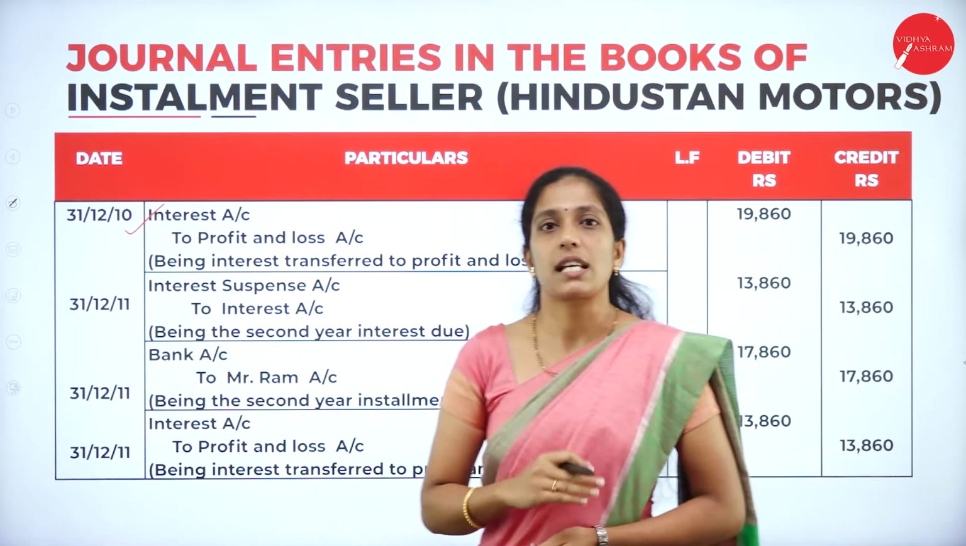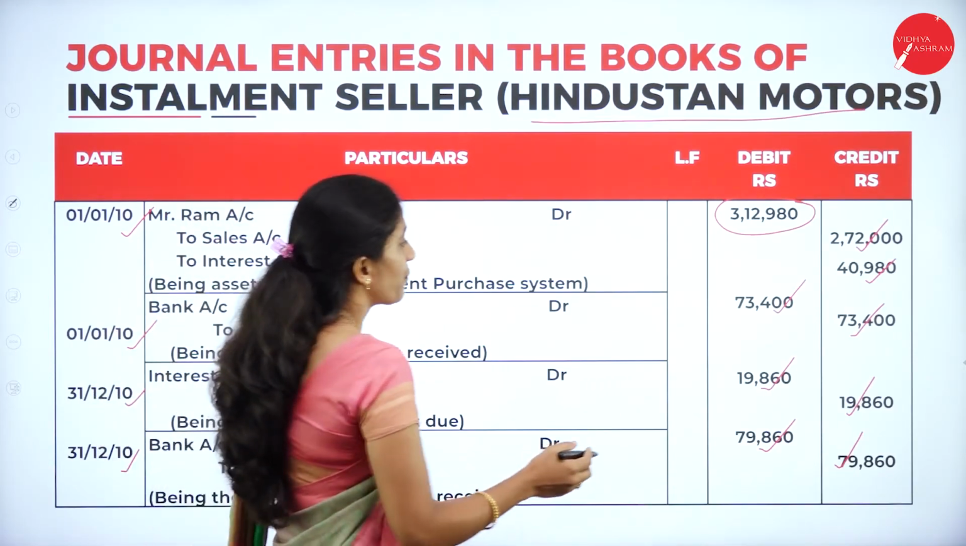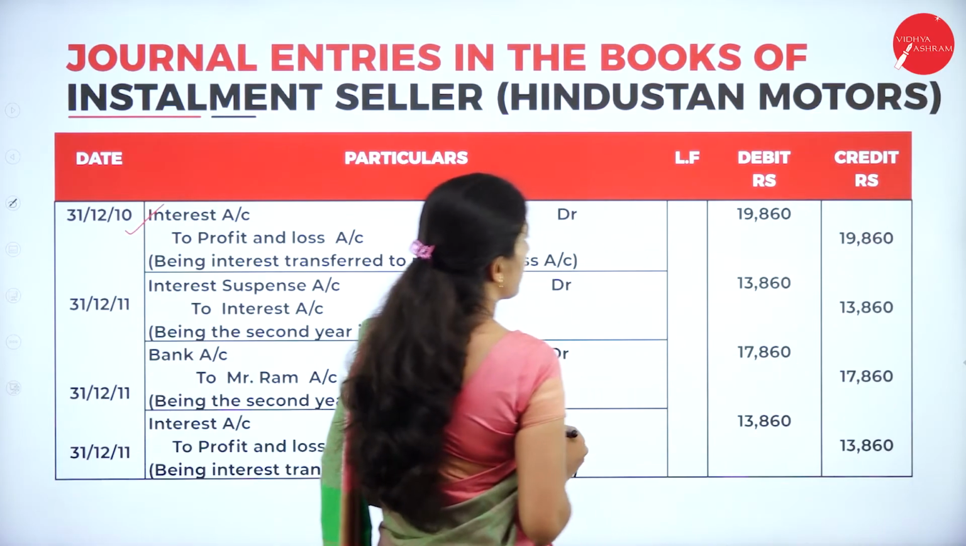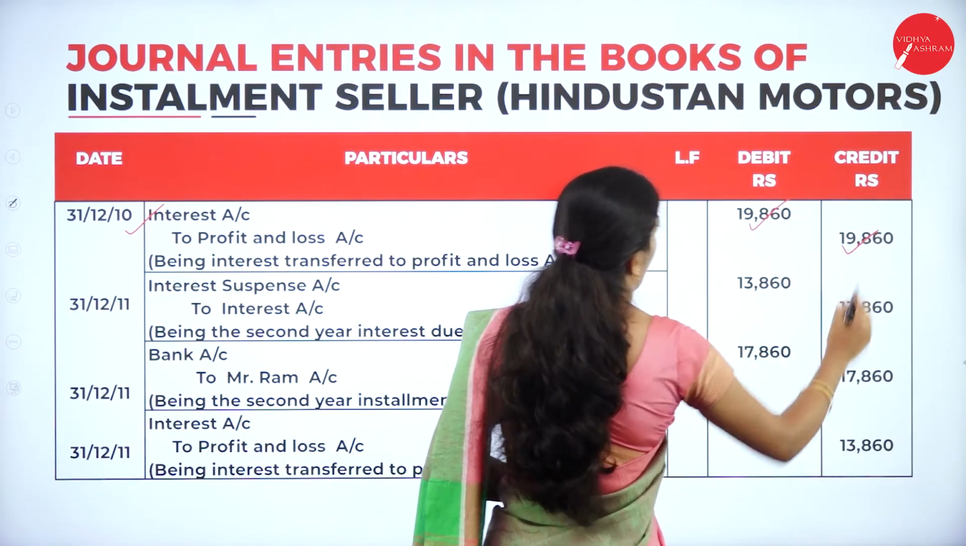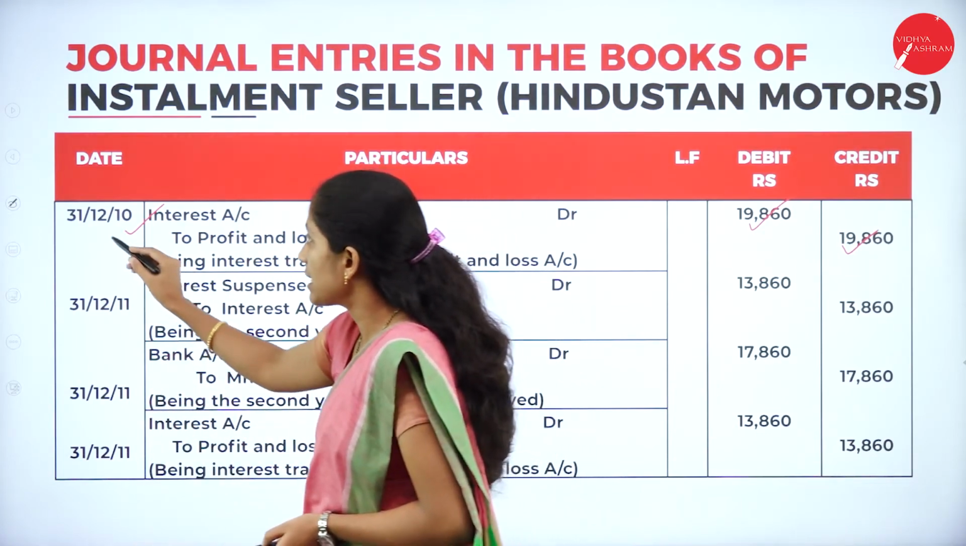Now what is the first year interest? So we have already recorded it in interest due. Right? So first year interest is 19,860. So transfer this to profit and loss account. Till here we are done with the first year entries.